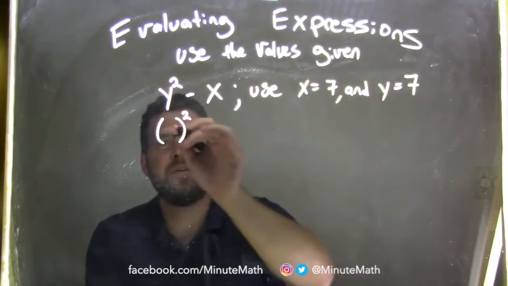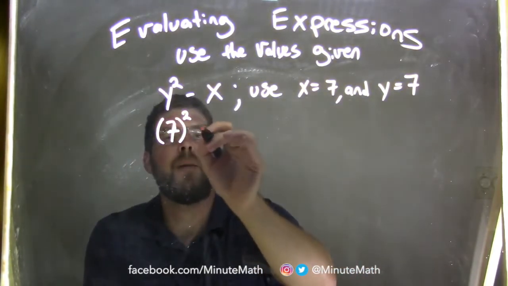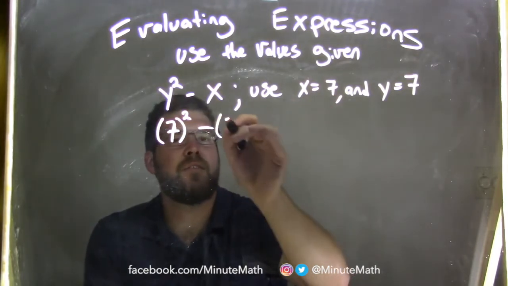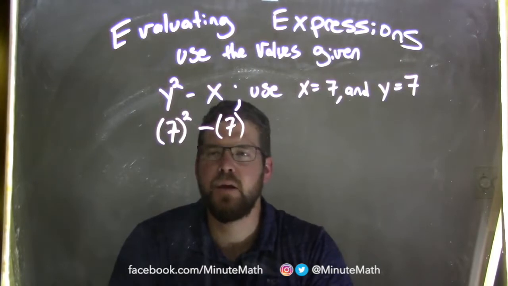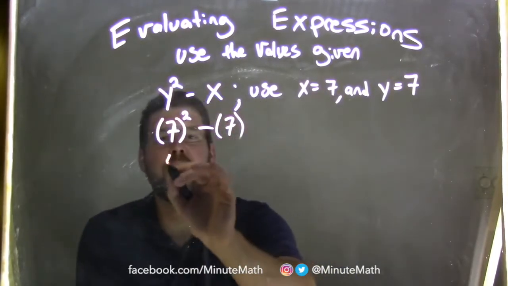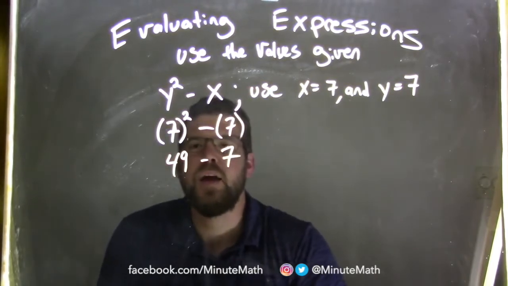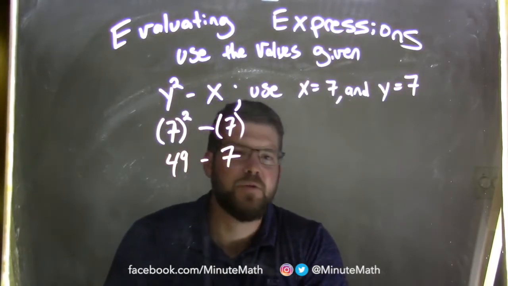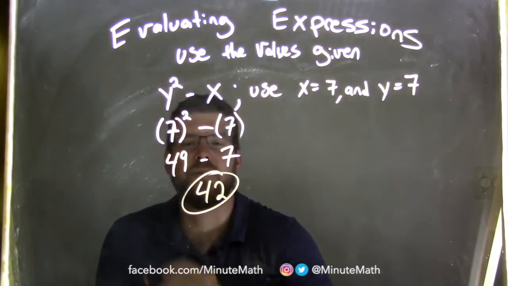Y being 7, 7 squared here, parentheses, minus x is 7, 7 in parentheses, showing that you substituted that in. Well, 7 squared comes out to be 49 minus 7, bring down that 7, and 49 minus 7 comes out to be 42. And there's our final answer, 42.